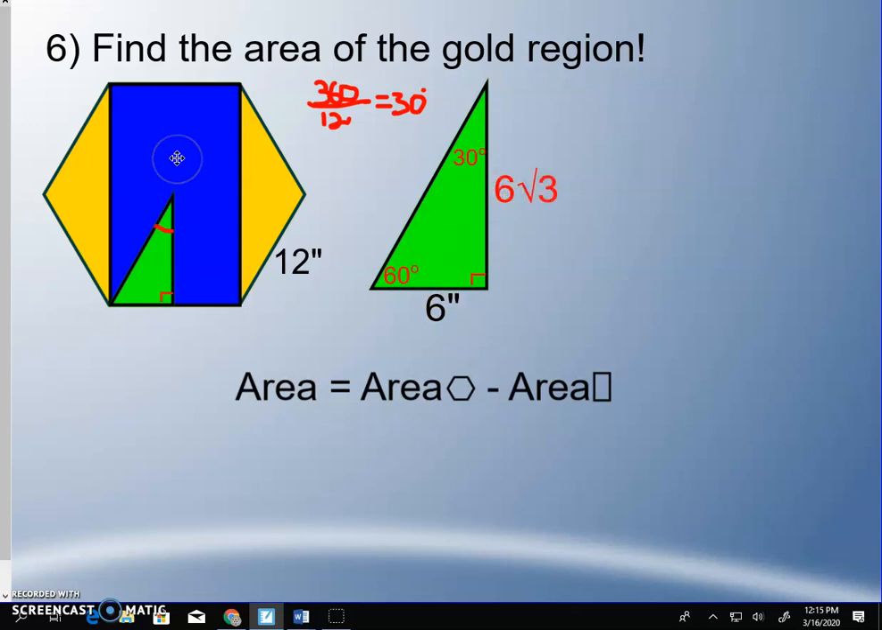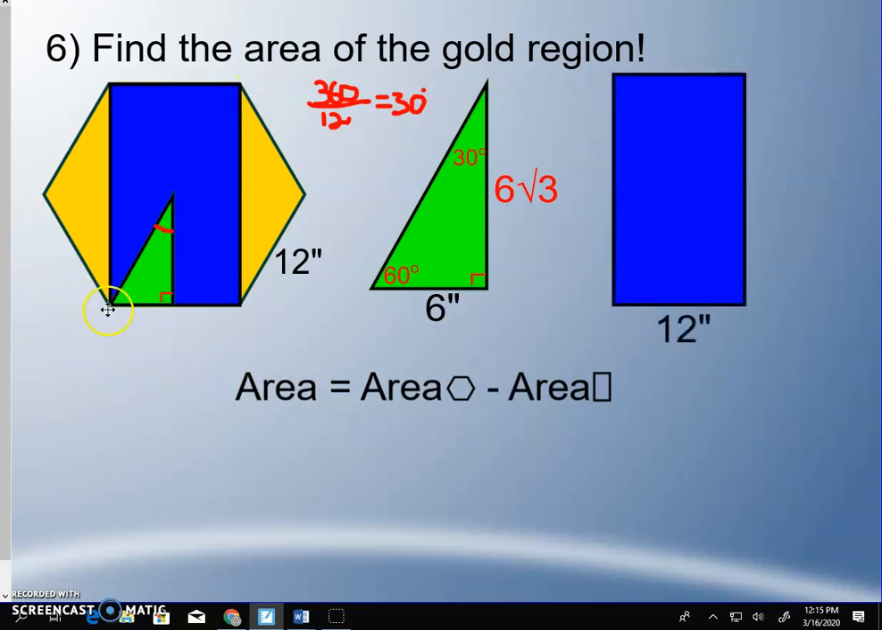If I now take a look at that big blue rectangle, in that big blue rectangle, we know that this entire base is 12, because that's a side of the hexagon. And how long is this side? Well, remember 6 radical 3 is this length from the center perpendicular to a side. That's 6 radical 3 right there. So how tall is this entire rectangle? 12 radical 3.